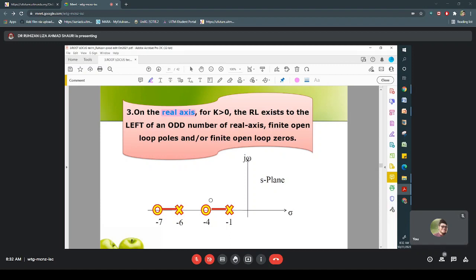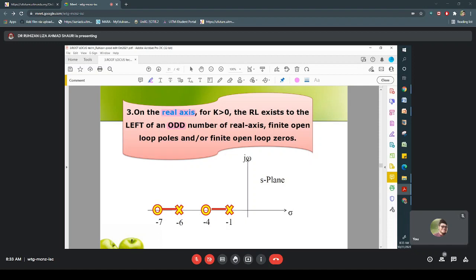So this is the rule that you have to follow. It says that for those on the real axis, you just count them, the odd number. Here you have the first, the second, the third, and the fourth. You just count it: first, second, third, fourth. So the odd number is this one at -1 and also this one at -6.